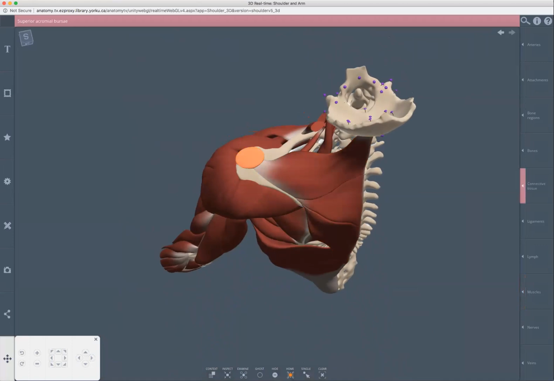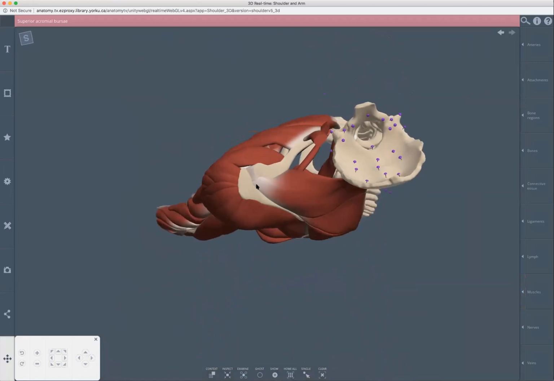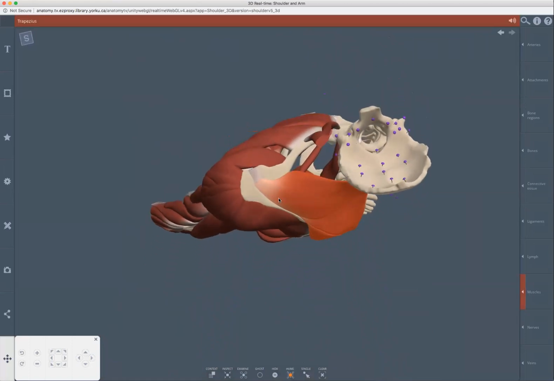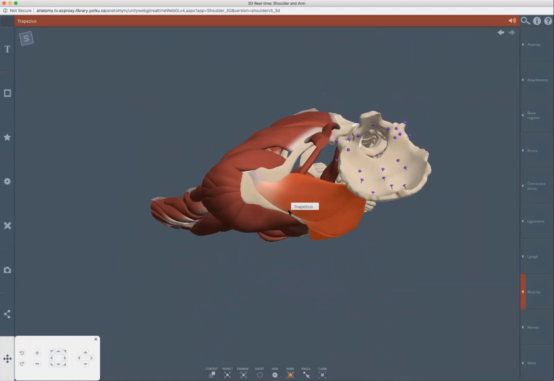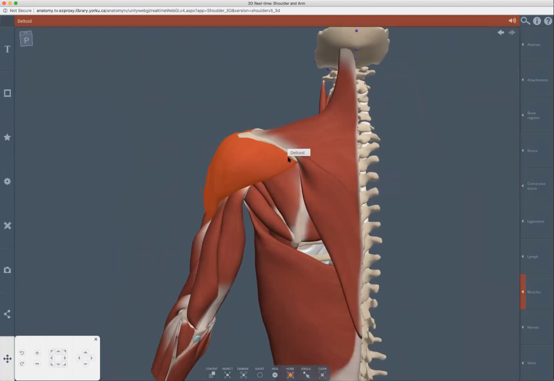Let's get rid of that. So you can see it's attaching here on the lateral third of the clavicle, and then here on the acromion, if we follow it around, along the spine of the scapula, okay? So it's kind of a horseshoe shape. And when we get to deltoid, you'll see that the origin of deltoid matches the insertion of trapezius.